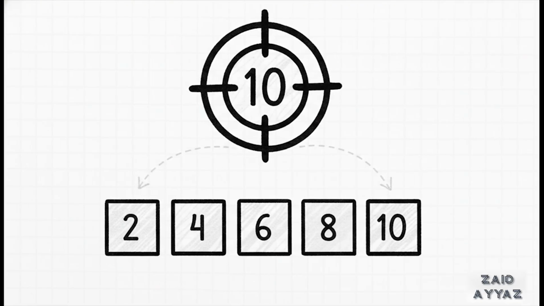Let's make this real. Here is our array. We've got 2, 4, 6, 8, and 10. And our goal is to find any pairs in this list that add up to exactly 10. Now, you can probably just look at it and spot the answers, but we need a foolproof method that a computer can follow every single time.